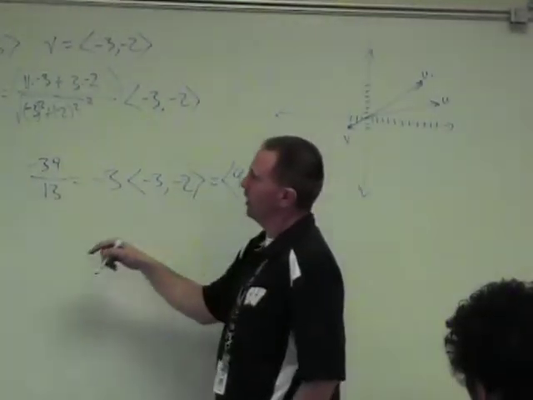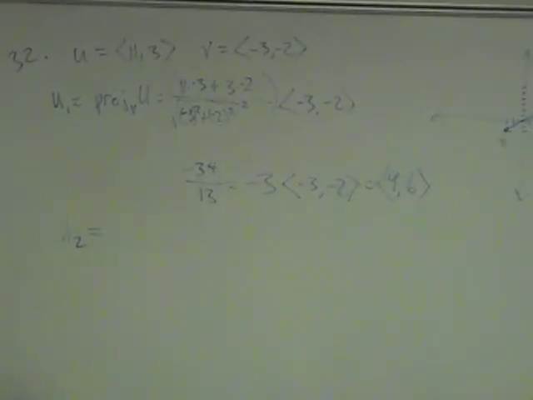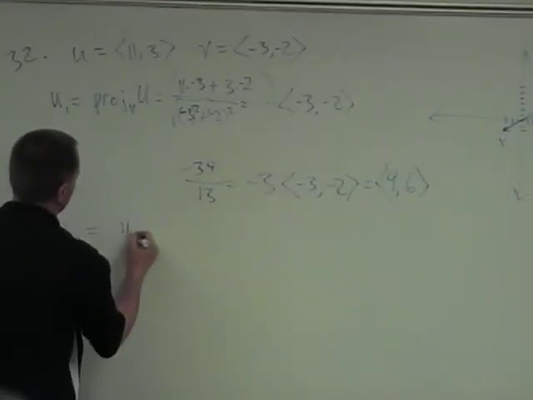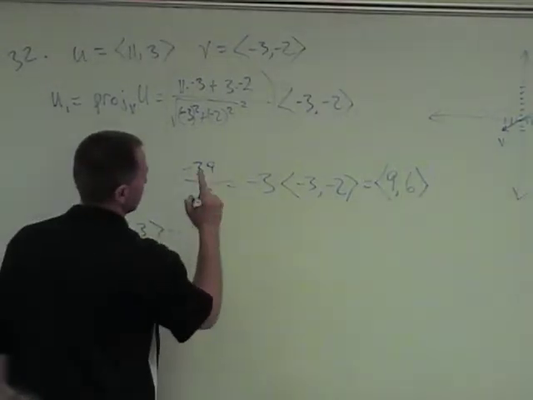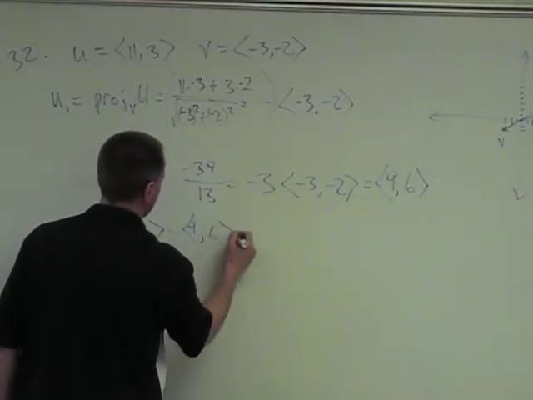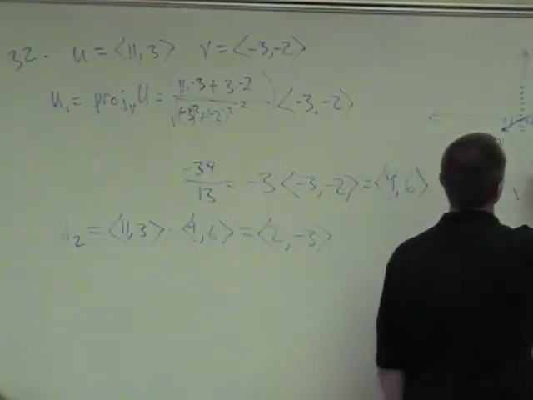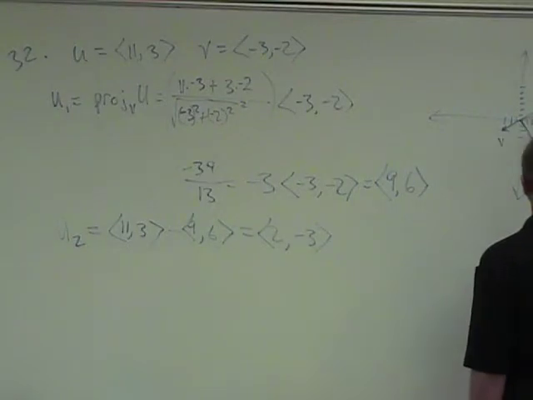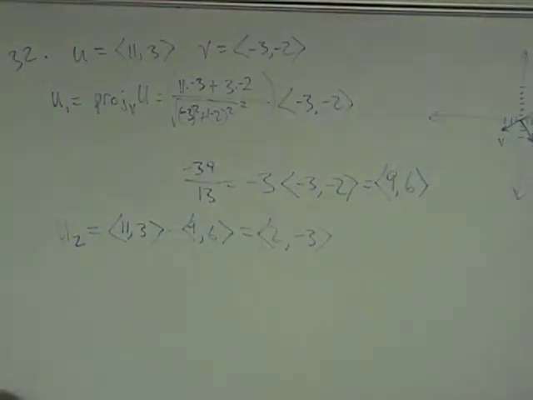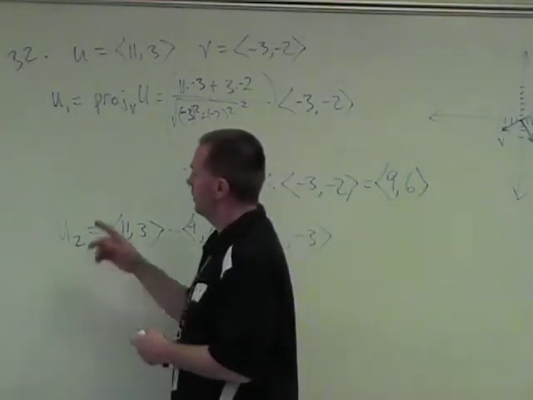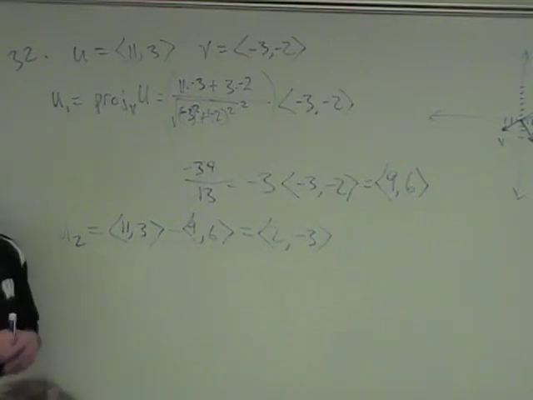u sub 2 should be orthogonal. So how do we find u sub 2? What do we say to do? Yeah. So the vector u, (11, 3), minus (9, 6), and you get (2, -3). And that's orthogonal to v. Simple, just plug in the values and find your dot product, find your magnitude, multiply it by the vector. Make sure you understand u sub 1 and u sub 2, which ones they are.